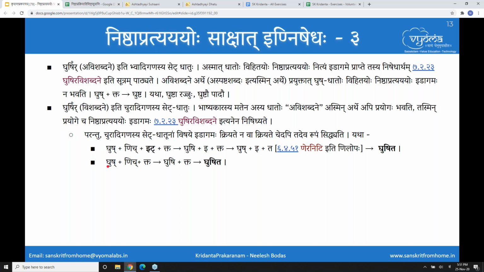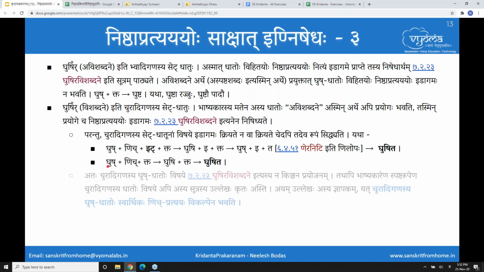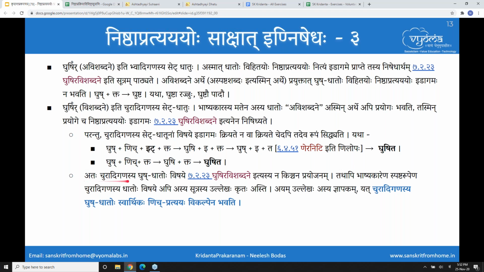Ghusha dhatu can either get a nich pratyaya or it can come without the nich pratyaya. If somebody is asking when will nich not be there and when will nich be there, it completely depends on vivaksha. Both types of forms are possible. You can use a form with a nich, you can use a form without a nich, and therefore चुरादिगणस्य घुषधातोः, let me read the whole paragraph. चुरादिगणस्य घुषधातोः विषये घुषिरविशब्दने इत्यस्य न किंचन प्रयोजनम्.